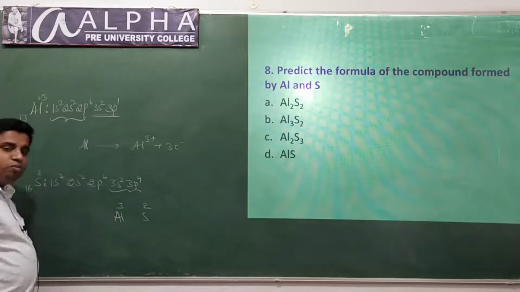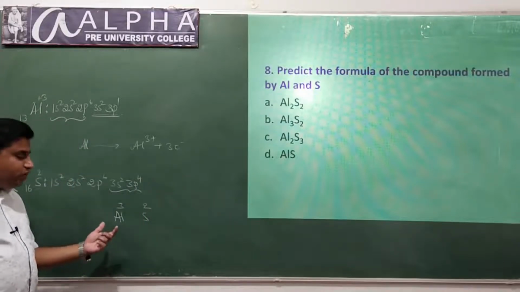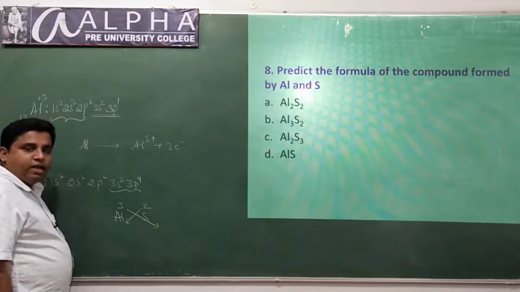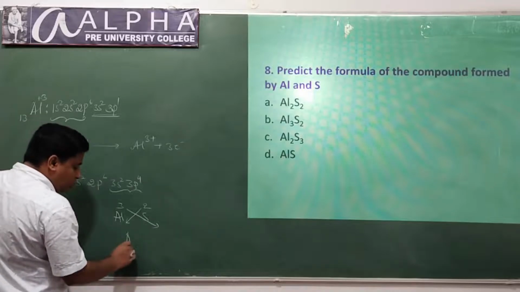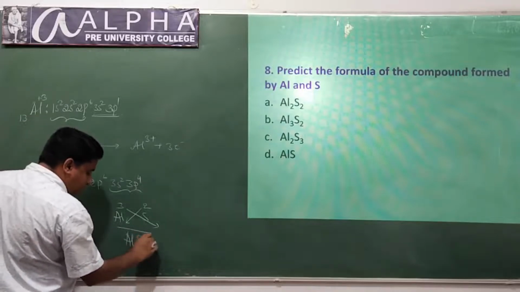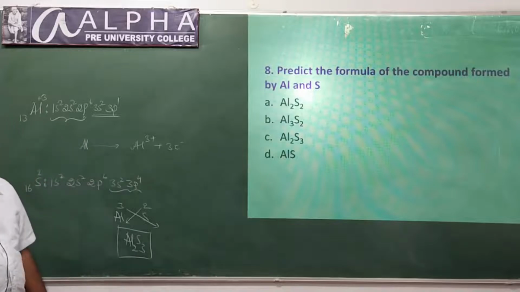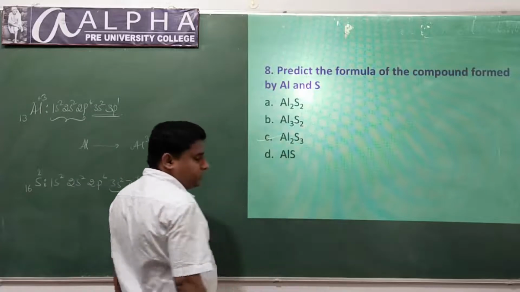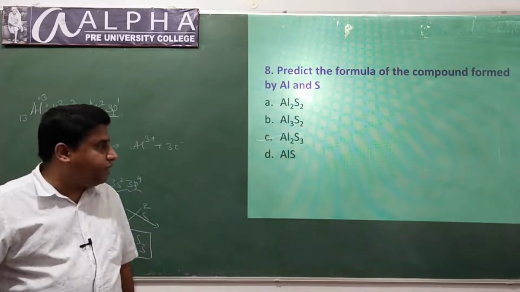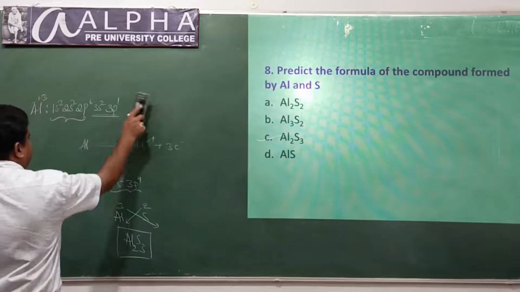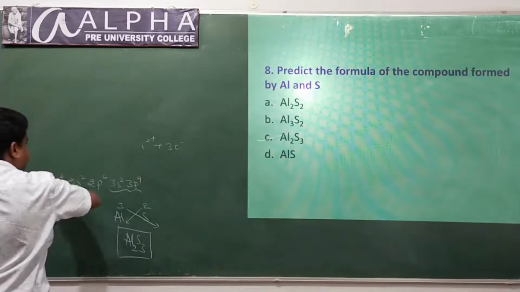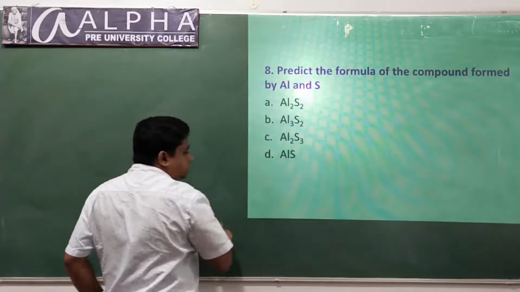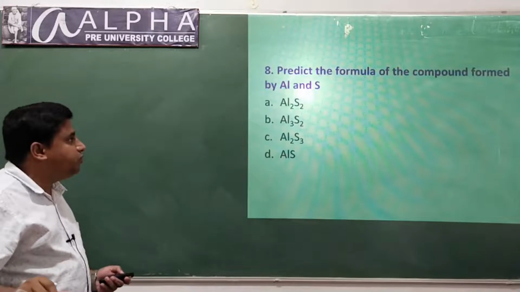So how do you write the formula of the compound formed between Al and S? You just have to cross multiply. So what will be the formula of aluminium sulfide? It's going to be Al2S3. The formula of the compound is Al2S3. So what is the answer? The answer is option C, Al2S3. Excellent. Is that simple? Next question.